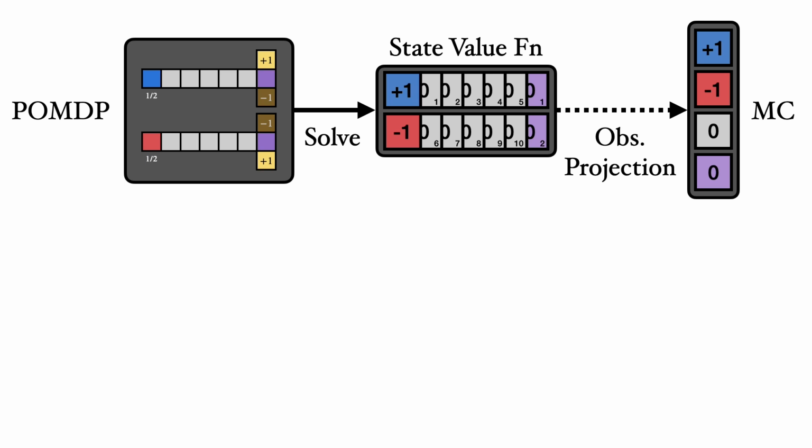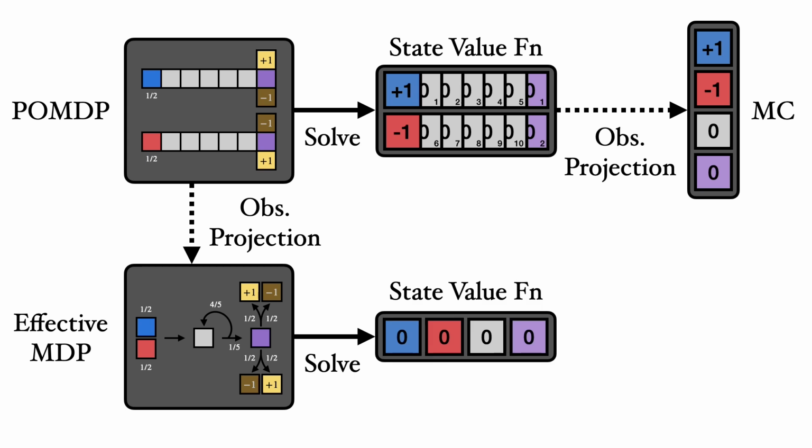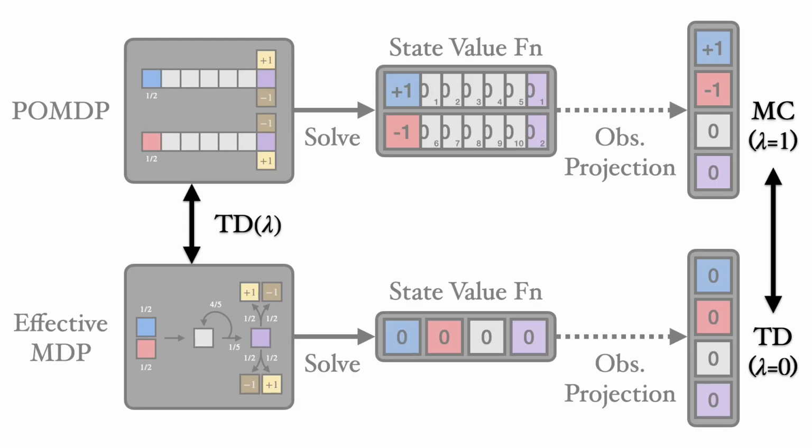Meanwhile, when lambda equals 0, TD Lambda essentially computes the observation projection as a first step, resulting in an effective MDP, which it then solves for the state value function, which is essentially the same thing as the observation value function, because at this point, the states are already the observations. In other words, when lambda equals 0, TD Lambda essentially computes the observation value function as though the observations were Markovian states, as if the POMDP were actually an MDP.